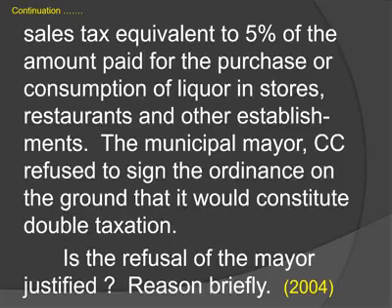one sentence. The municipal mayor CC refused to sign the ordinance on the ground that it would constitute double taxation. So you remember outright that the mayor was thinking that this is in fact direct duplicate taxation. So you try to resurrect then the elements of direct duplicate, and if all are present, then the mayor is correct. But if one of the elements is absent, then the mayor's refusal is not justified.